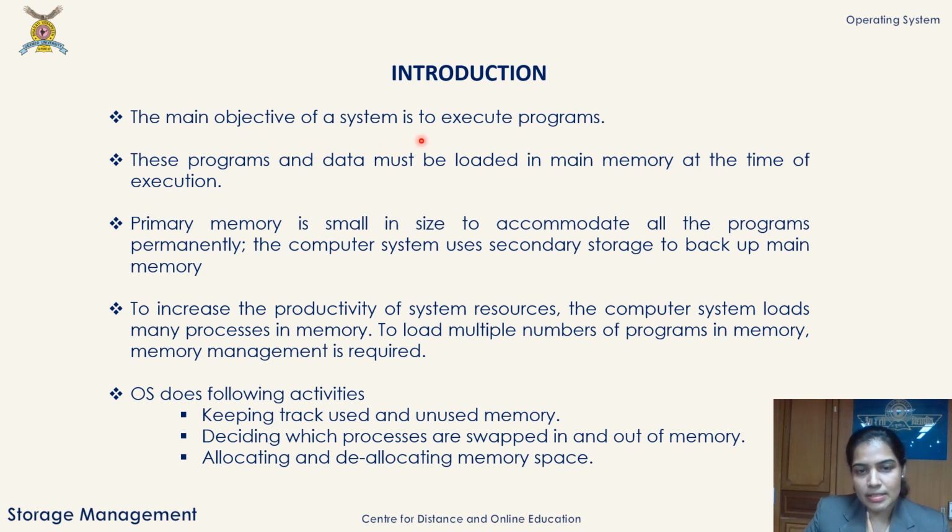Now you take any system, the main objective of a system is to execute the program. The purpose of any system is to execute the program. Now these program and data must be loaded in main memory when they are in execution. So here primary memory we are using for loading all this data and the program in the memory. It is very small in size to accommodate all the programs permanently. The computer system uses a secondary storage to back up the main memory.